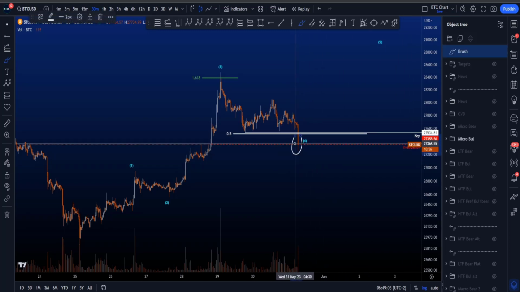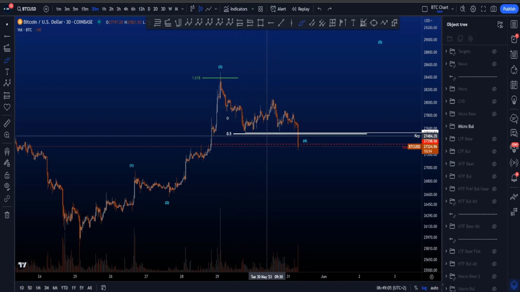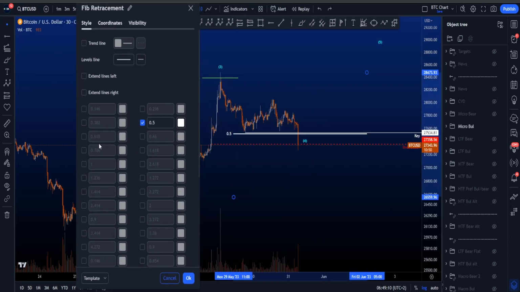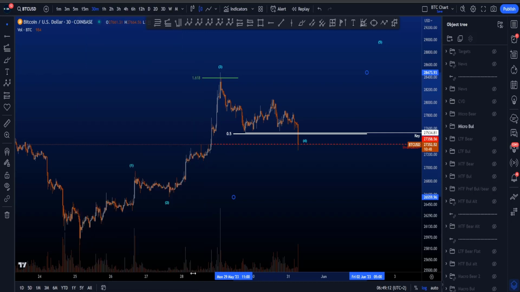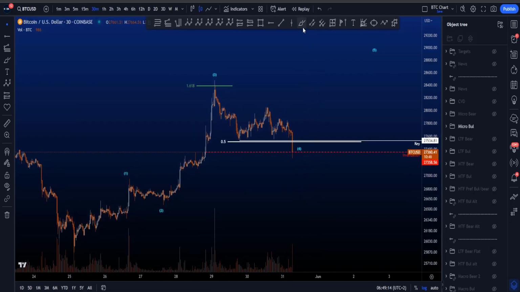Also, this is a wick. It's quite a big wick below the 0.5. And I think we might even be close to hitting the 618. Let's quickly check the price. Yeah, we actually hit the 618, which is a rare target for a wave 4. So we have to wait and see how this goes.